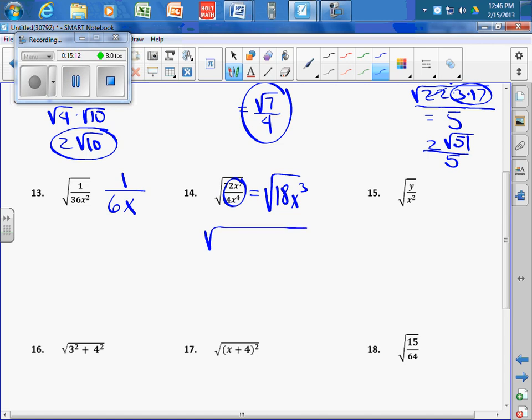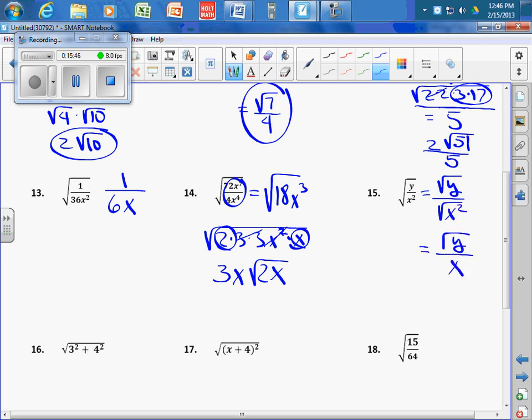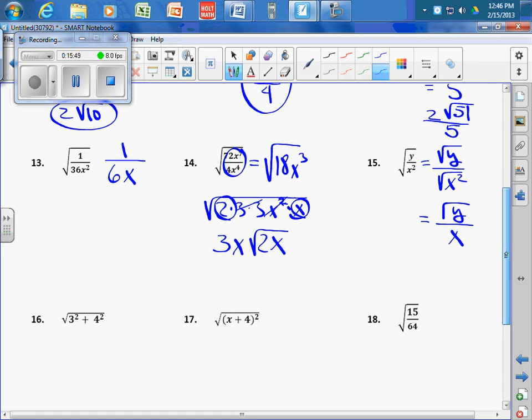So 18, I get 2 times 3 times 3 times x squared times x, because remember we can't take half of x to the 3rd, so I'm going to be able to take half of x squared, or half of the exponent anyway. I'll bring out my 3. I have an x that I'm going to be able to pull out. This 2 stays behind, and this x stays behind, so 3x radical 2x is my answer. In number 15, I get radical y over radical x squared. In the numerator, it remains radical y. In the denominator, I get x, so radical y over x.